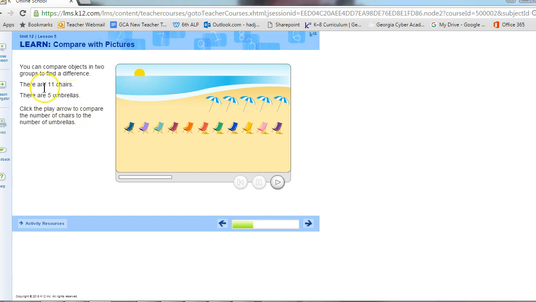It says there are 11 chairs. There are 5 umbrellas. And you can already tell that's not going to match. There's going to be more chairs, which means there are less umbrellas. So we're going to play this arrow and watch it match up our chairs and umbrellas. All right, you can see that there are some chairs that did not get an umbrella. So there are more chairs and less umbrellas.